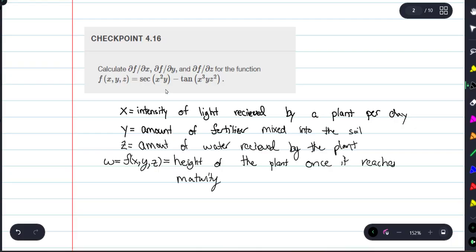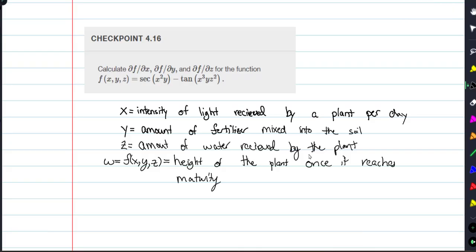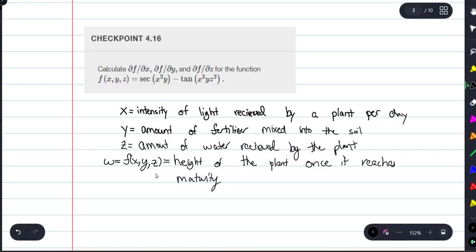So I want my x variable to represent the intensity of light received by the plant per day. I want the amount of fertilizer mixed in the soil to be represented by my y variable, some sort of number, and my z variable to be the amount of water received by the plant per day. Again, I'm not worried about units because this is just a story to go with the problem, so you can put meaning behind the partial derivative. Finally, the output of our function is how tall the plant is when it reaches maturity.